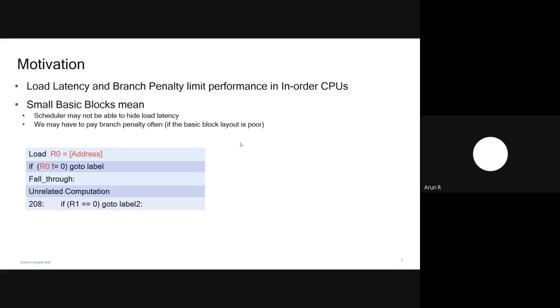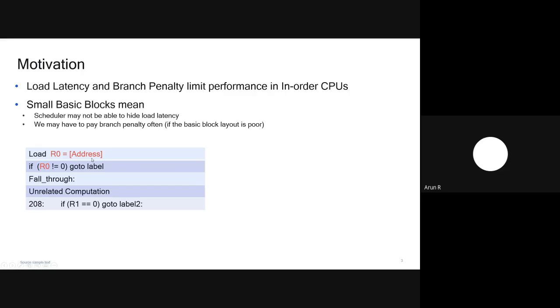Thanks. Yeah. Suppose we have this instruction sequence. Assume that the basic block starts with this first instruction, that is load. We are loading from an address into register R0, and in the second instruction, we are checking if R0 is not equal to 0, and we go to a target called label. In this fall through, we have some unrelated computation, and then again we have a conditional branch that terminates the fall through basic block.